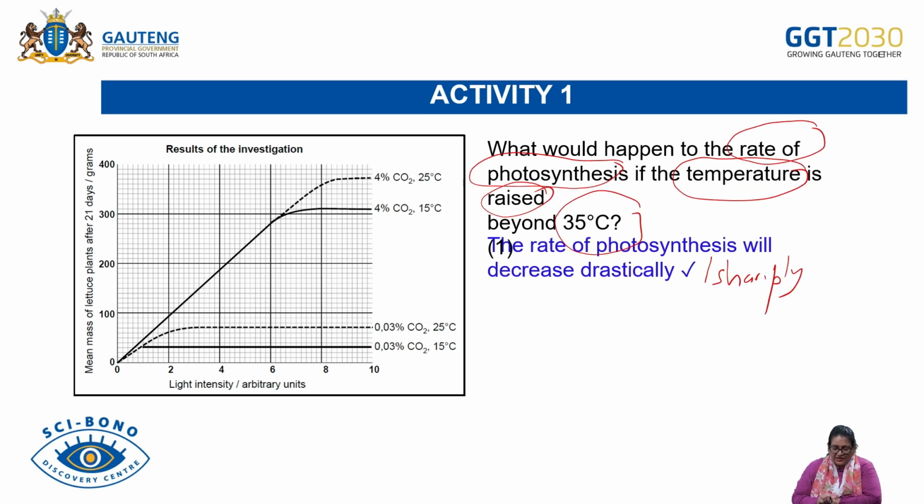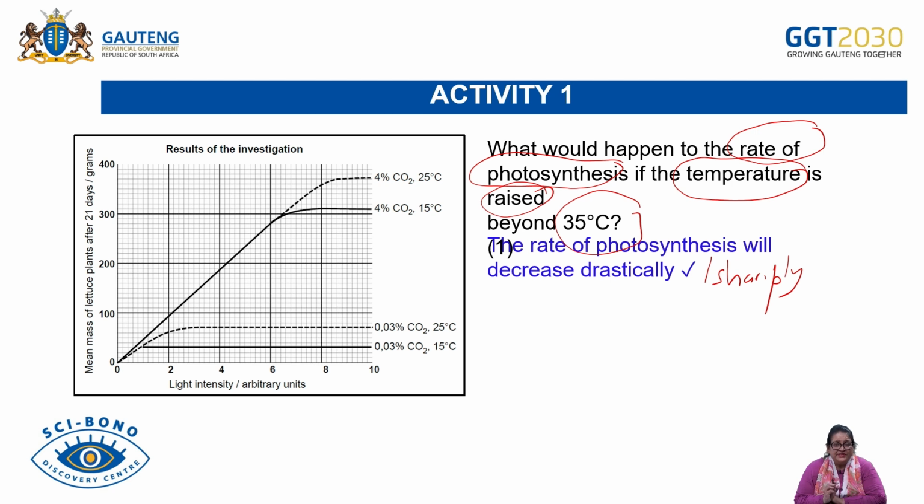Now, that is because it's just 1 mark. They just want to know what would happen to the rate. They didn't ask for explaining. They said, what would happen to the rate of photosynthesis if the temperature is raised beyond 35 degrees Celsius? Let your mark allocation also guide you to the answer. It's only 1 mark. They want to know what would happen to the rate. If you say the rate of photosynthesis will decrease, you won't get a mark. But if you say it will decrease rapidly, that means it will decrease but sharply or rapidly, very fast. It's going to have a sharp decrease.